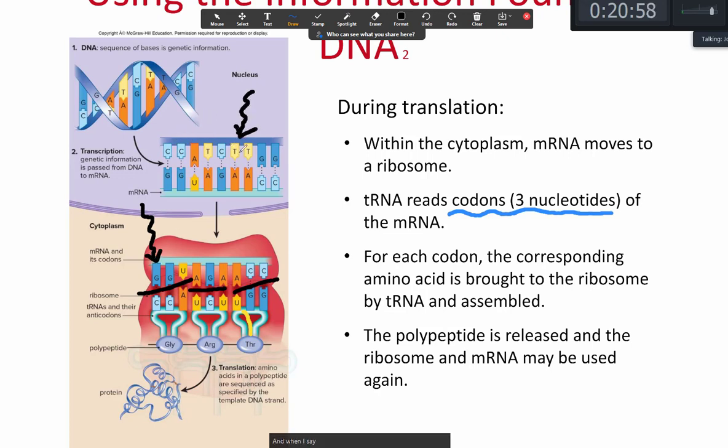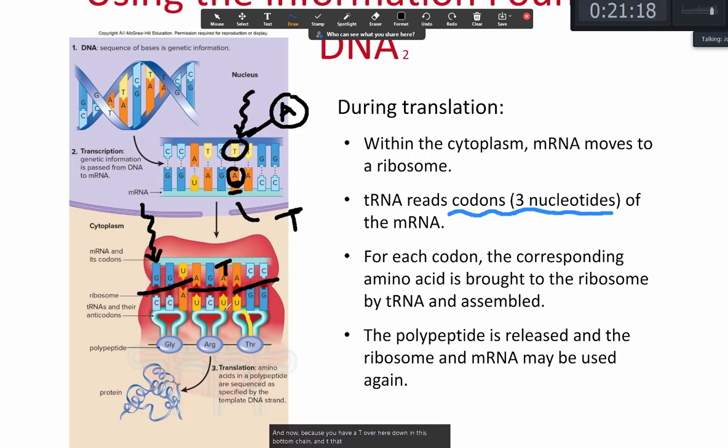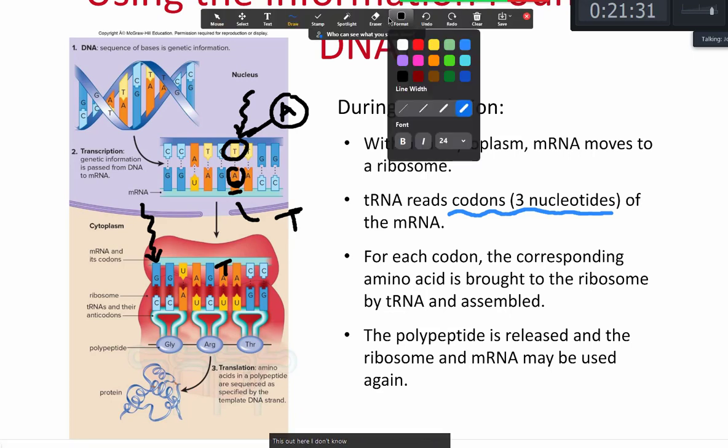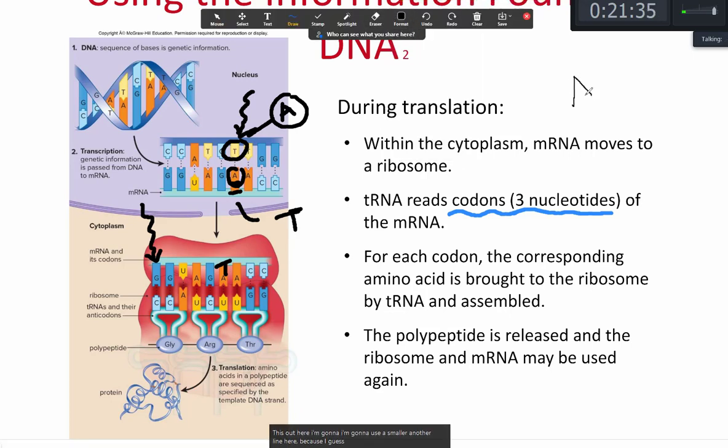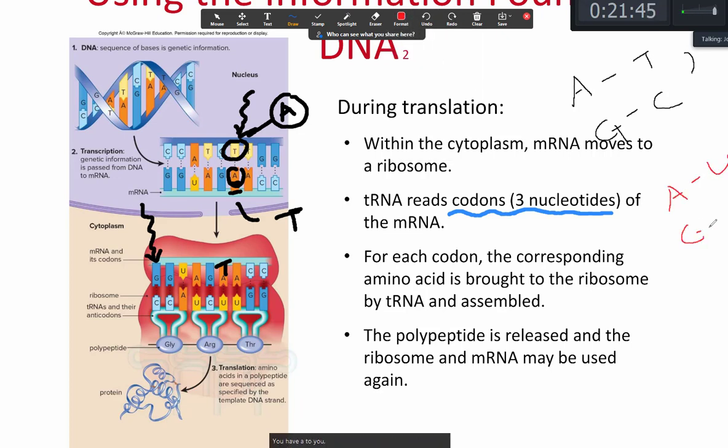And when I say damage, what I mean by that is that it made this T right here into an A. So now instead of normally you should have an A over here, you have a T, right? Because the A pairs with T. And now because you have a T over here, down in this bottom chain, there's a T, and T then pairs with another U. Okay? And because there's this mess up of the base pairing, so let me write this out here. So 1 second, I need to use a smaller line here because it gets on, right? So A to T, right? G to C. That's going to be DNA. And then for the RNA, you have A to U and G to C.